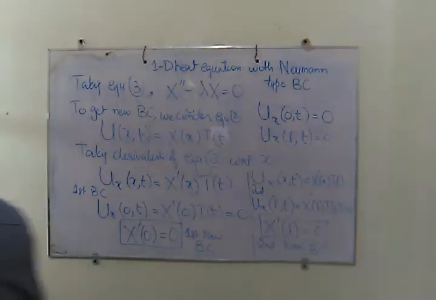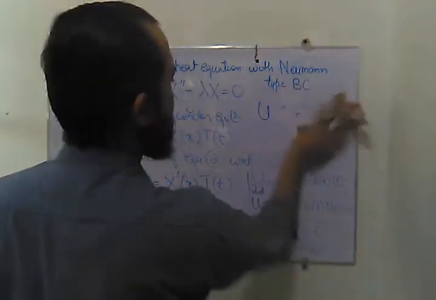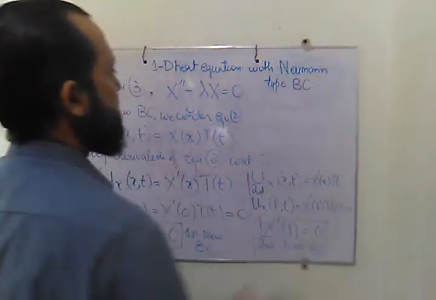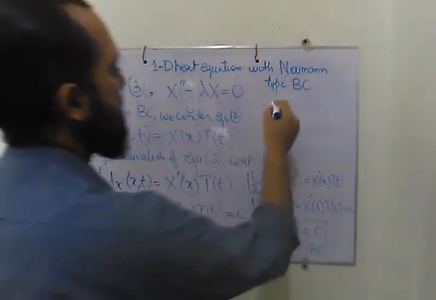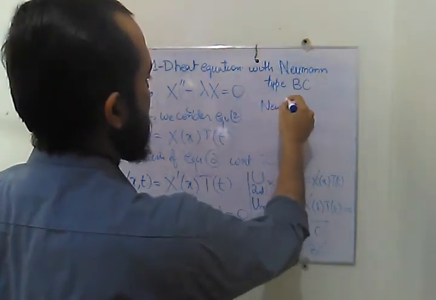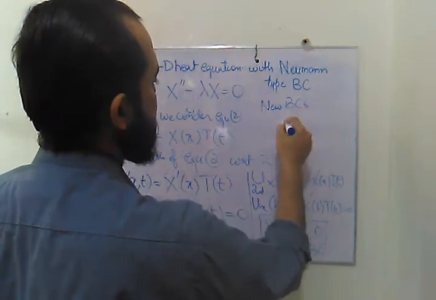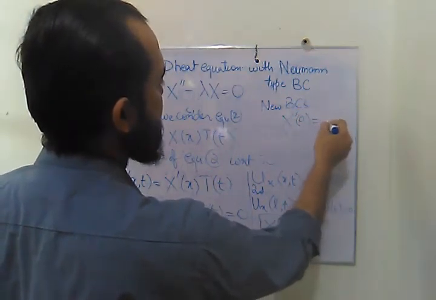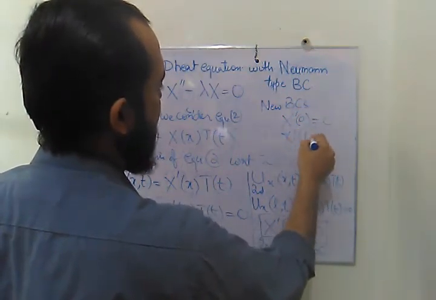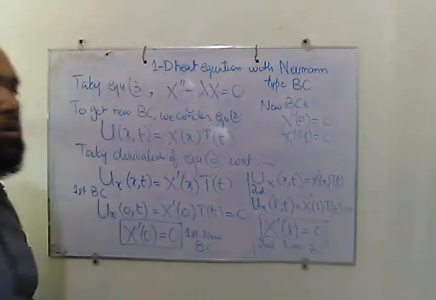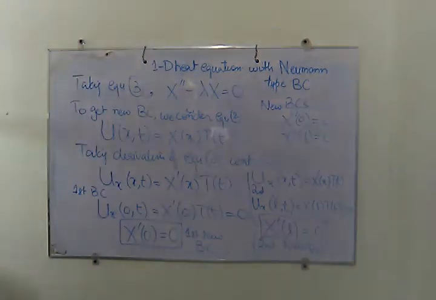So we have the new boundary conditions. We write it here. The new BC is X'(0) is equal to 0 and X'(L) is equal to 0. These are the boundary conditions in which there is no involvement of t.